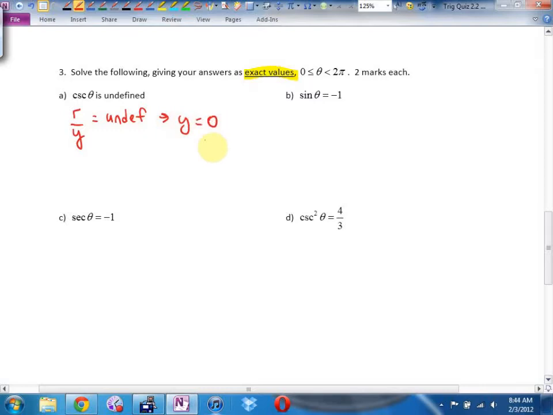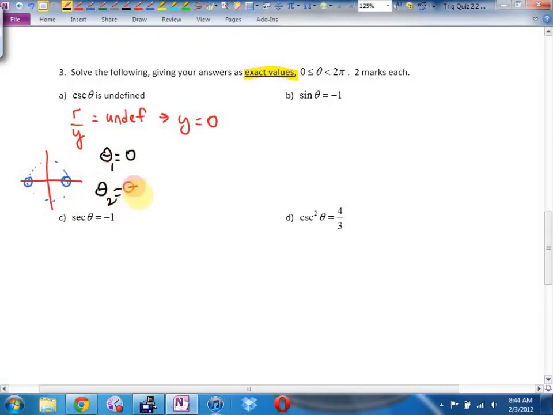Where is y 0 on my little unit circle analogy? Am I 0 high right here? No. I'm 0 high right there and right there. There are two answers. The first answer is 0 radians. The second answer is pi radians.